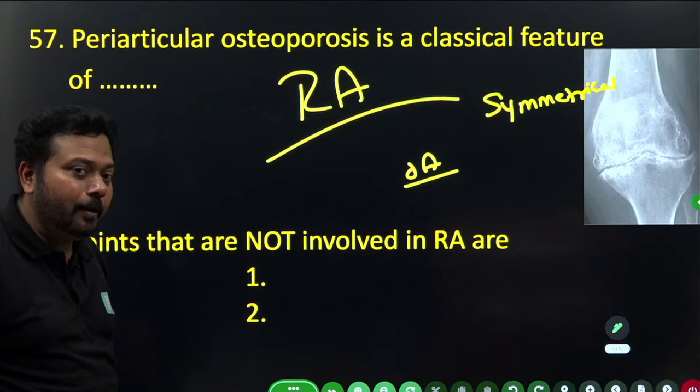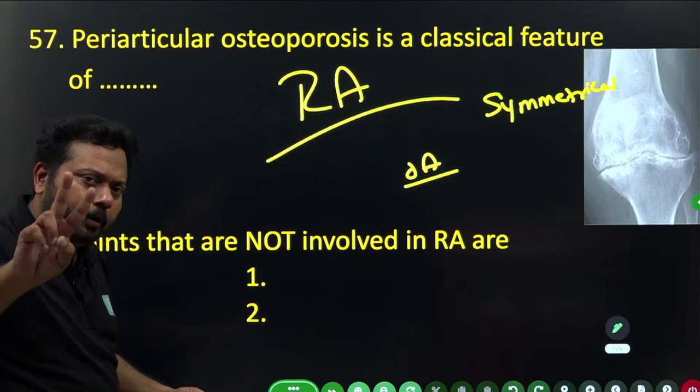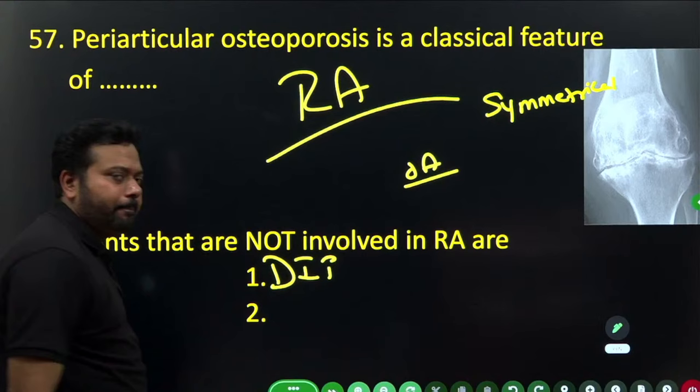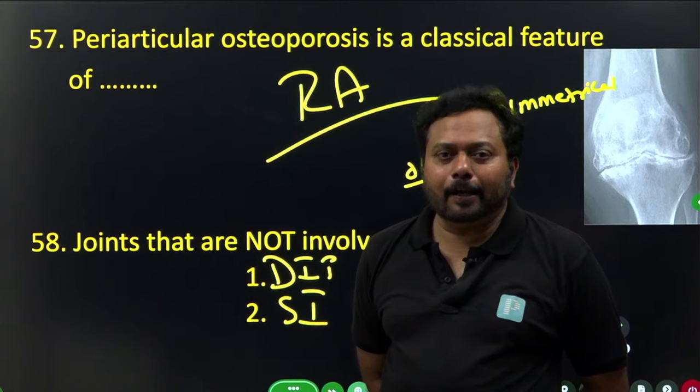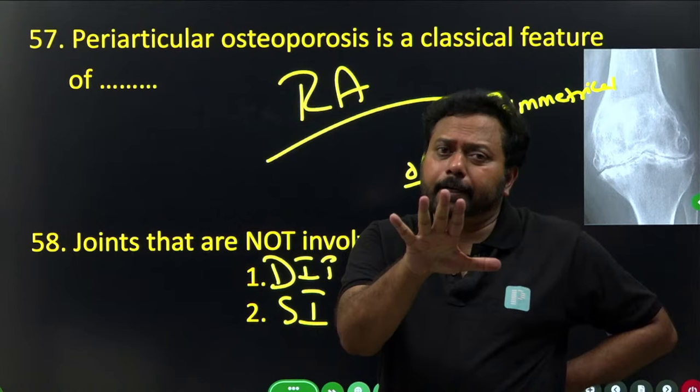Joints that are not involved in rheumatoid arthritis. Most of the joints are involved in rheumatoid arthritis, but you should know the two joints that are not at all involved. One is the distal interphalangeal joint, DIP. Number two, the sacroiliac joint. Please take down, very important: rheumatoid will involve all the joints except DIP and the sacroiliac joint. That's why when somebody presents with low backache, it is not rheumatoid arthritis.